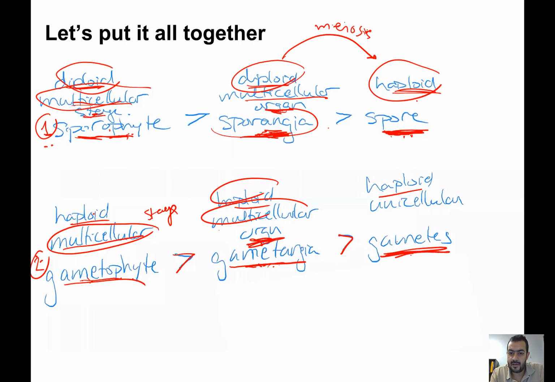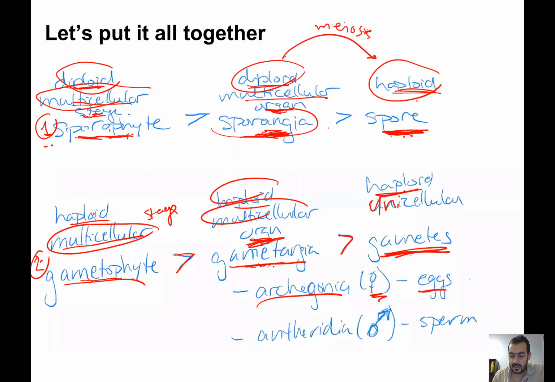And then we have the gametes, which are haploid unicellular structures. These gametes could be produced in the archegonia. So the archegonia produces the female gametes, which are the eggs, or these gametes can be produced in the antheridia. So antheridia produces the male gametes, which are the sperm. So gametes are unicellular, while the gametangia is multicellular.